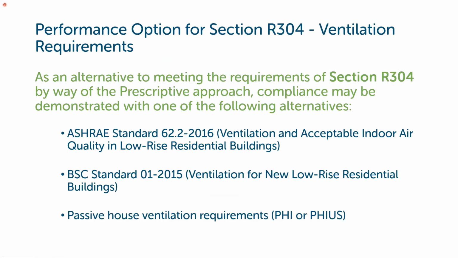So alternatively to meeting the building ventilation requirements prescriptively, there's the performance option. That means actually doing calculations to come up with a ventilation rate and flow requirement for each building based on number of occupants, its size, its location, etc. So these are the 3 accepted calculation standards that can be used: ASHRAE 62.2, the Building Science Corp standard, and the Passive House ventilation requirements.